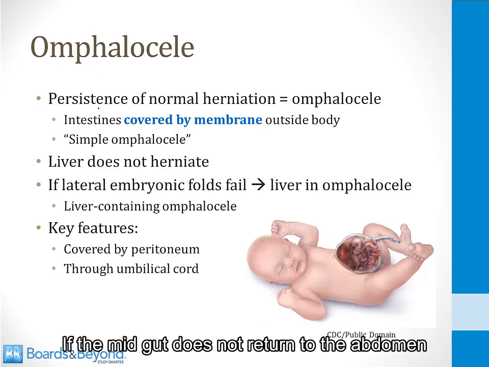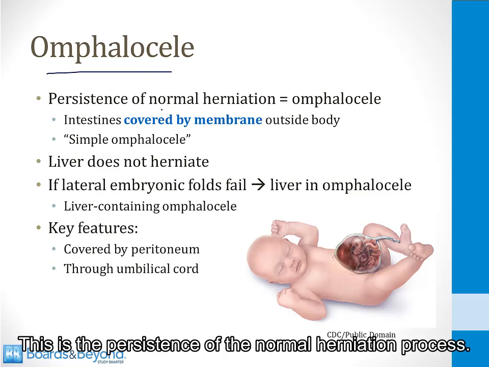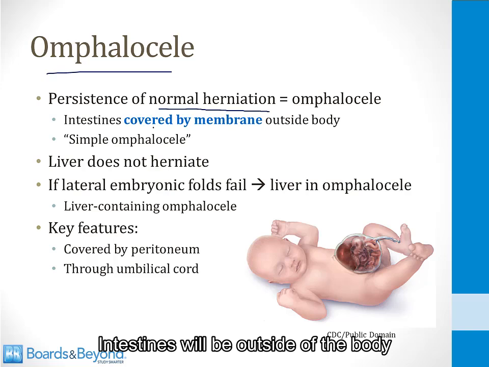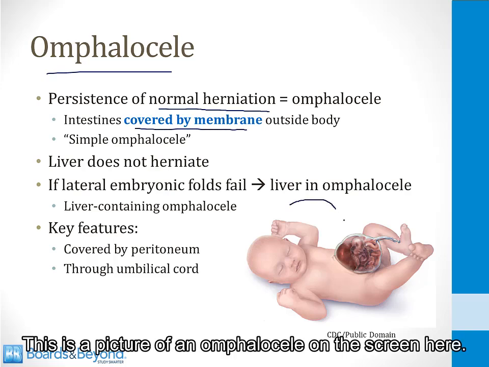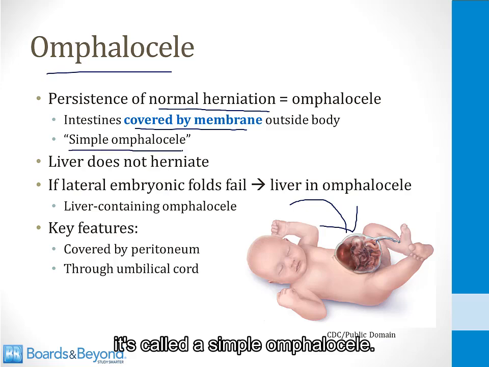If the midgut does not return to the abdomen, the baby will be born with an omphalocele. This is the persistence of the normal herniation process. Intestines will be outside of the body covered by a membrane. This is a picture of an omphalocele on the screen here. When the membrane only contains intestines, it's called a simple omphalocele.